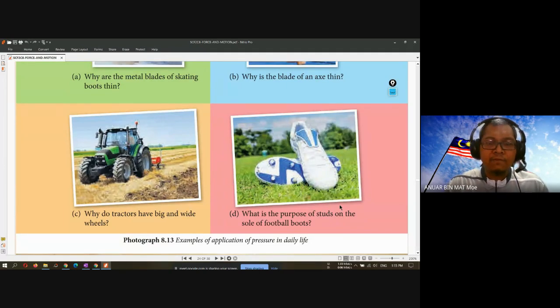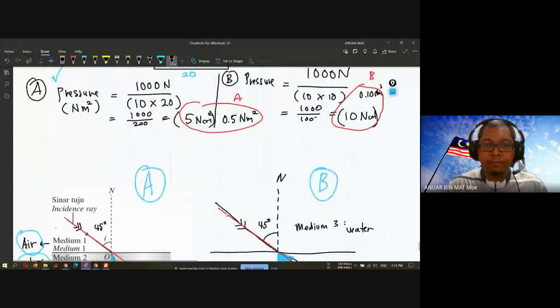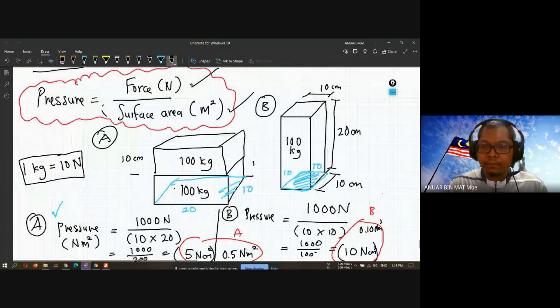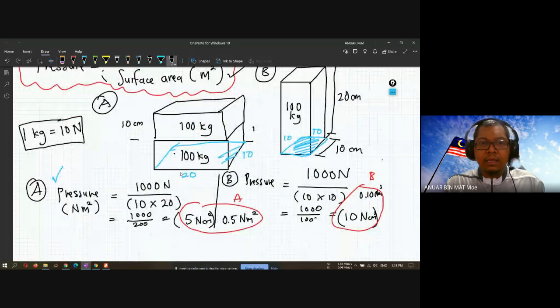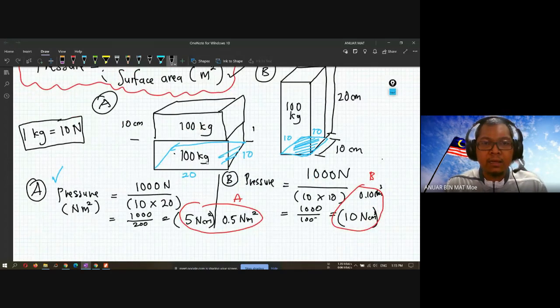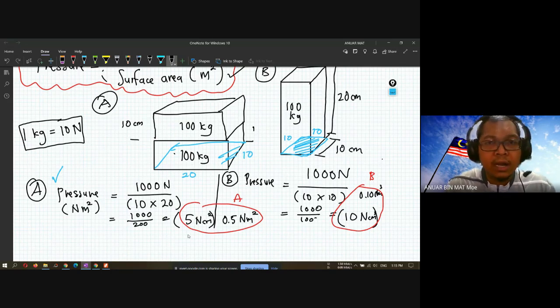Meaning that, if you still remember, the larger the surface area, what happens to the pressure? Who still remembers this one? Meaning the larger the surface area given the same weight, how about the pressure? Is the pressure more or less? According to the diagram here, the larger the surface area, the pressure is lower, right? The pressure is lower, all right?